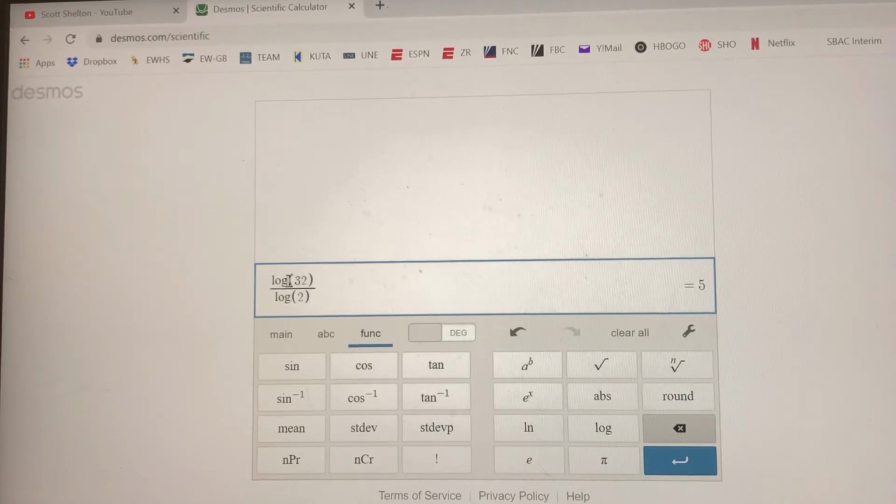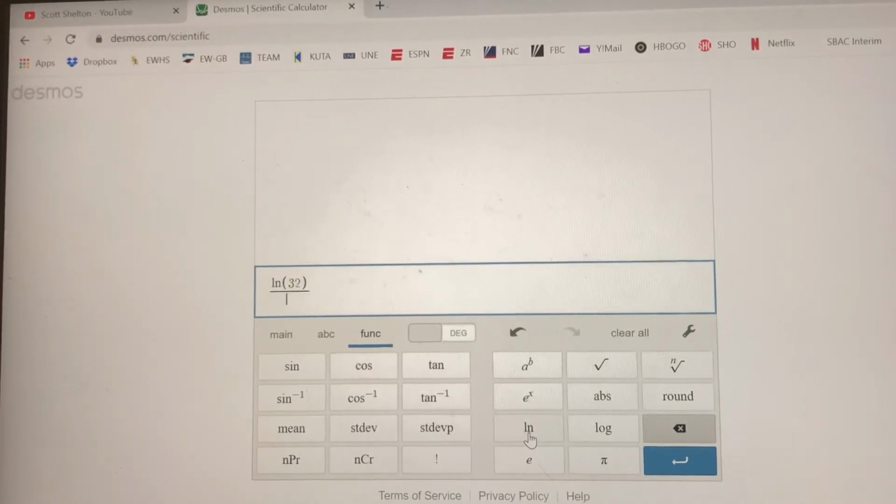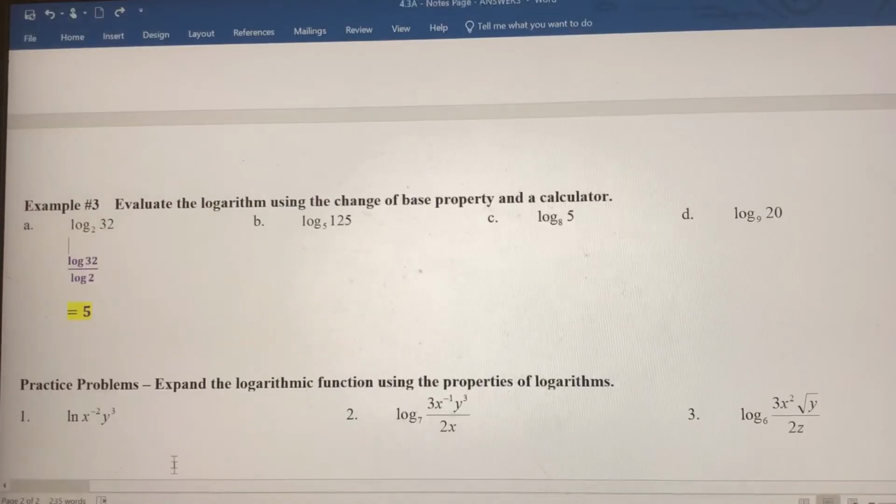Just to show you that the natural log will work also, you could do natural log 32 and divide by the natural log of 2, and you also get 5. So it's really up to you which of those logs you want to use, the common log or the natural log. All right, so let's go to the second one here.